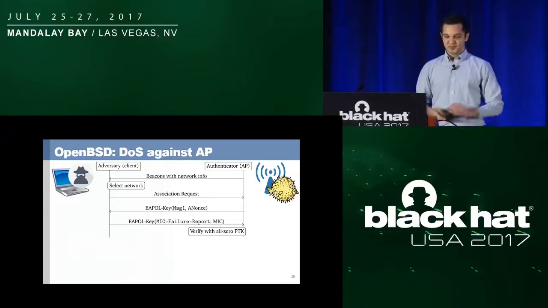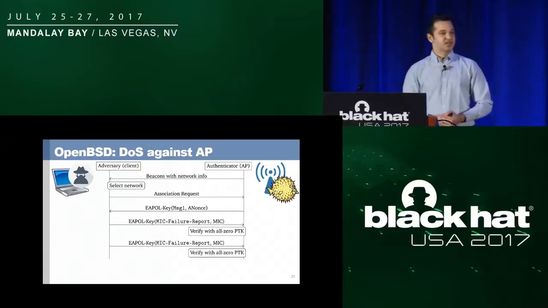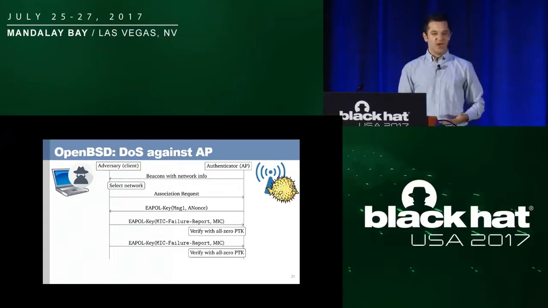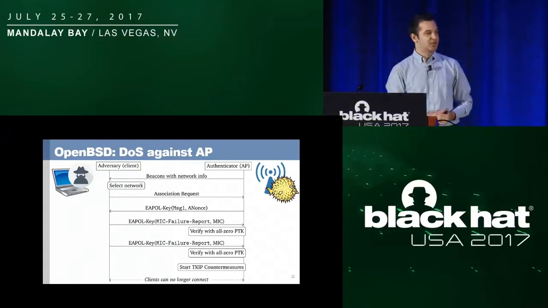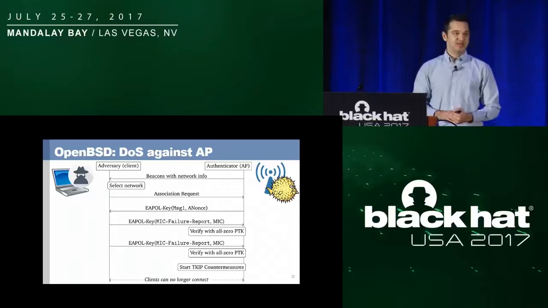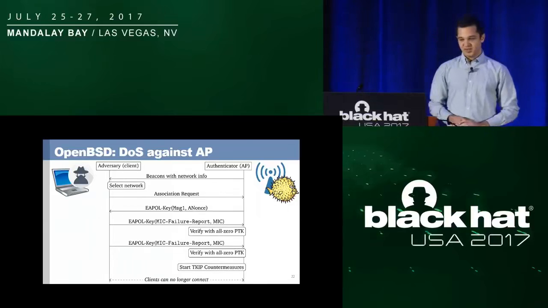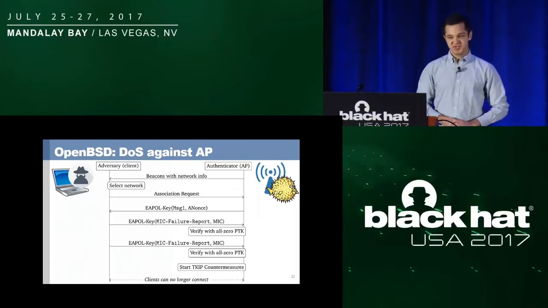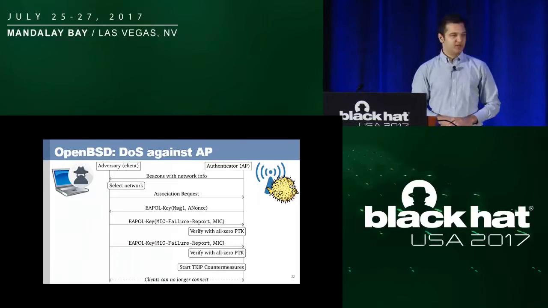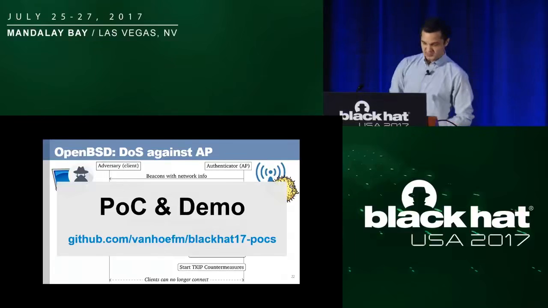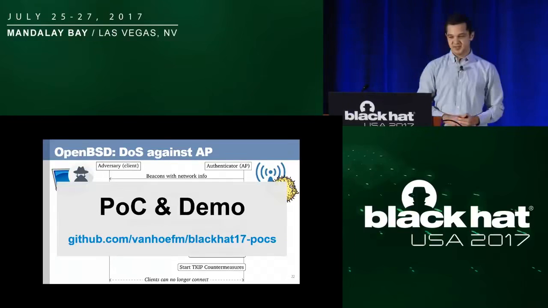And if we then send that message again, the access point will have received 2 MIC failure reports, and it will start the TKIP countermeasures. And in the case of OpenBSD, these countermeasures last forever. The only way to stop it is to reboot the access point. So to be clear, this has already been patched by OpenBSD. And I'm now going to try to give a demo of this attack.